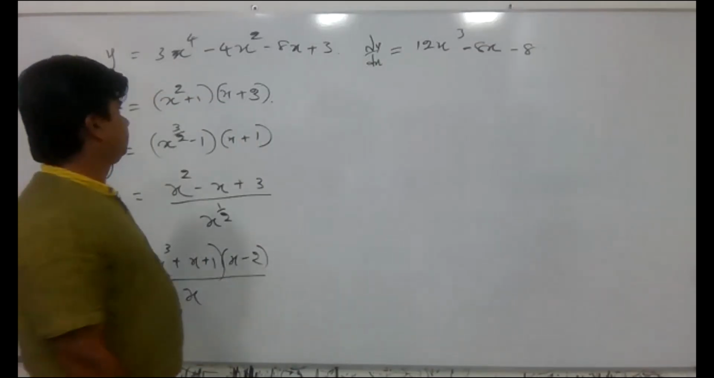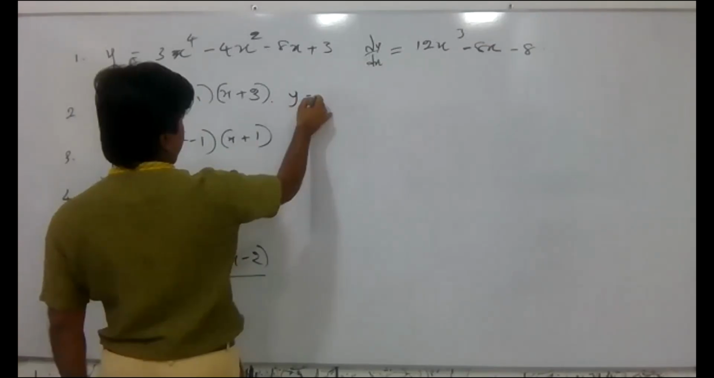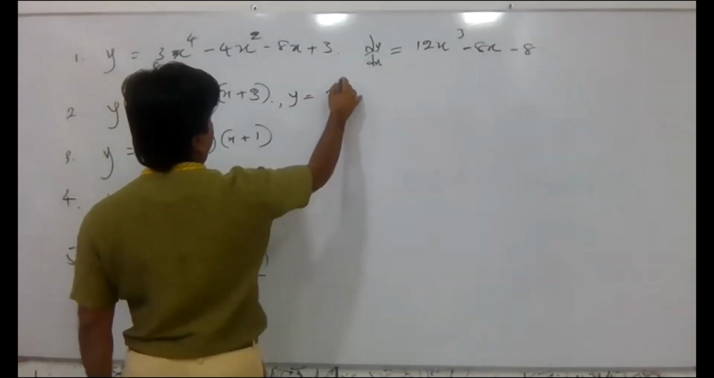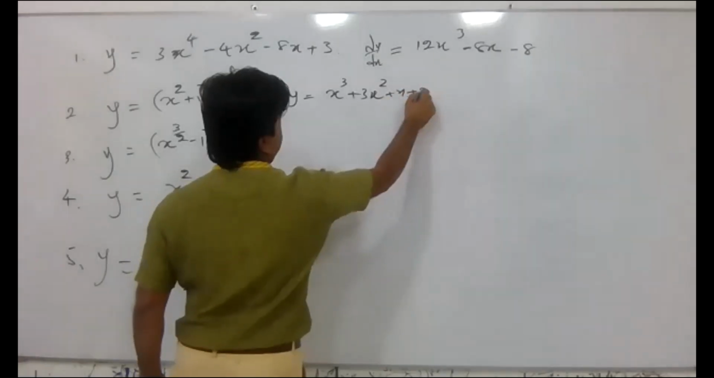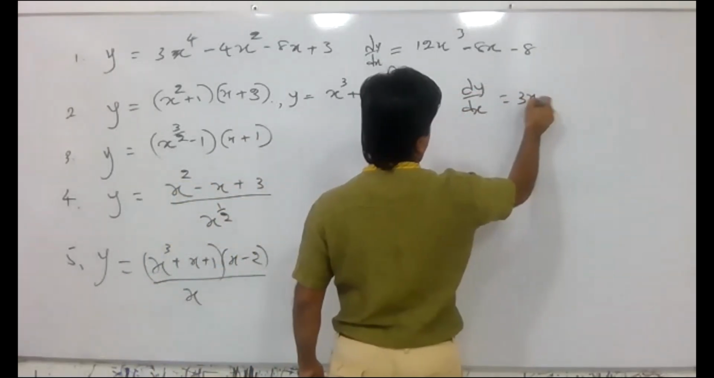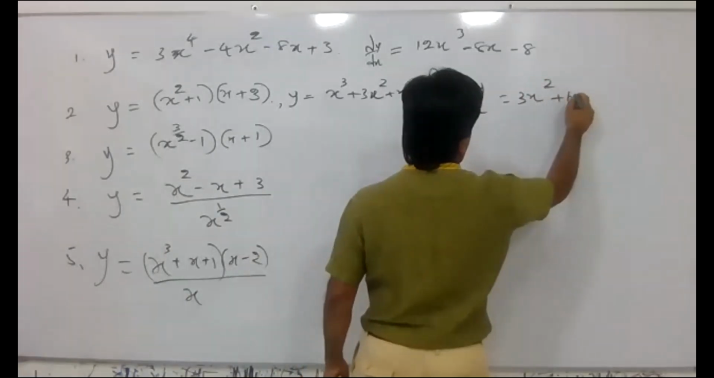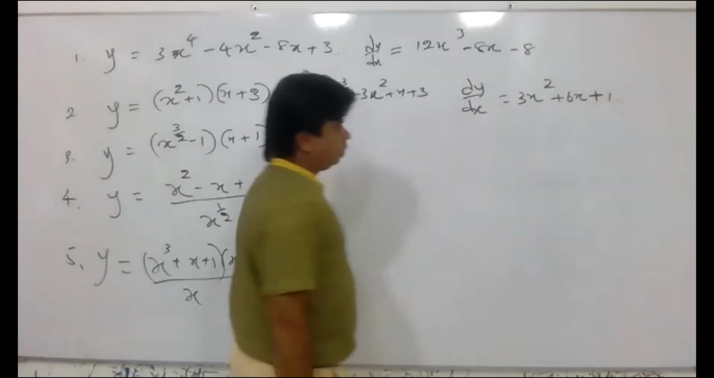Right, good. Then actually here, first you can write y equals x cubed plus 3x squared plus x plus 3, right? Then dy by dx equals 3x squared plus 6x plus 1, right? Who got this answer?